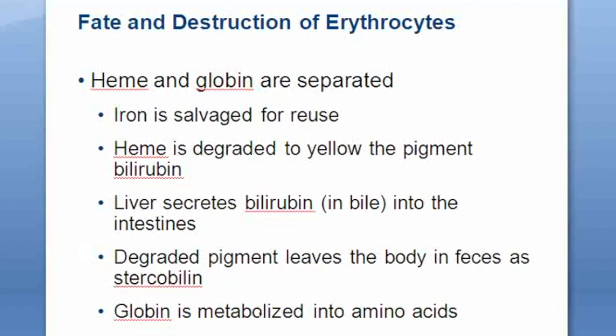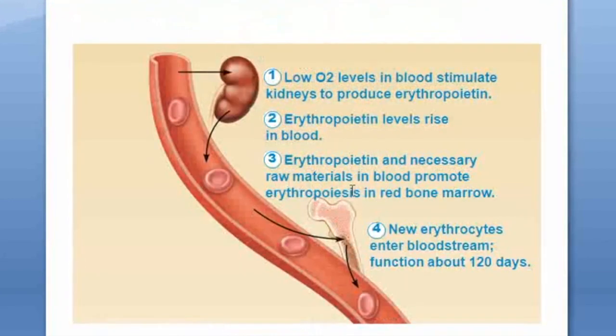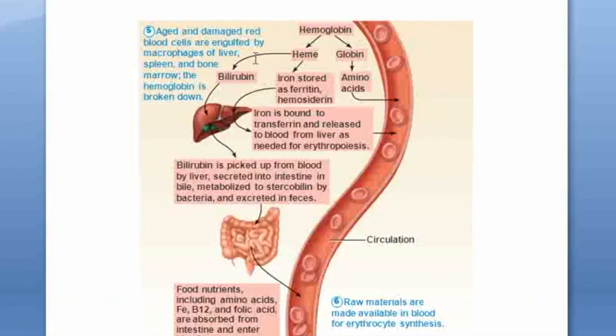That's amazing. And here's a couple of pictures. I like these two better. That kind of shows some stuff that you can look at, and it shows you what goes where and all that stuff that we just talked about. By the way, what vitamin is necessary for red blood cell formation? B12 is the big one. Vitamin B12.